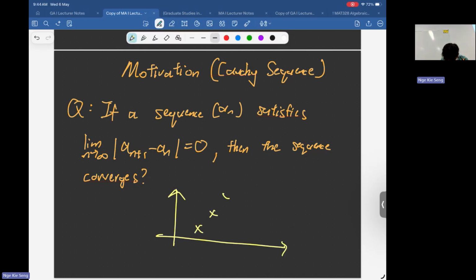Let me draw more to illustrate this condition here. So maybe at first you are very far, but then day by day you get very close. Does this mean that this sequence will converge? Why not? ln n, ln n. Is it easy to verify ln n?